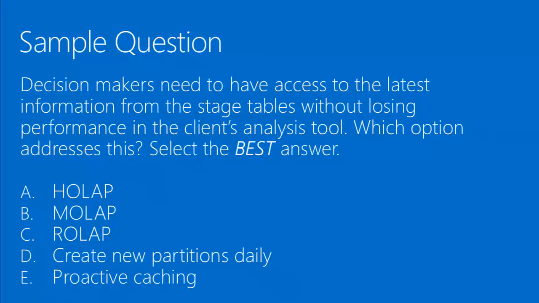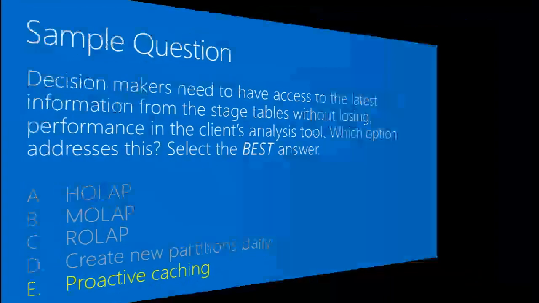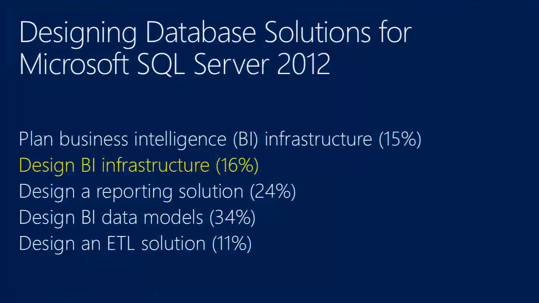What did you say? E. Proactive. There we go. Proactive caching. Because of the processing level. Is that right? The automatic processing of the changed data. Perfect. Moving on. All right, so that was the first one. How much? Okay, a lot of topics to cover yet.